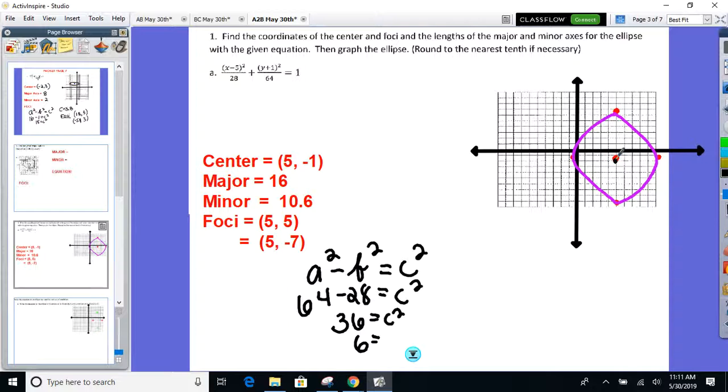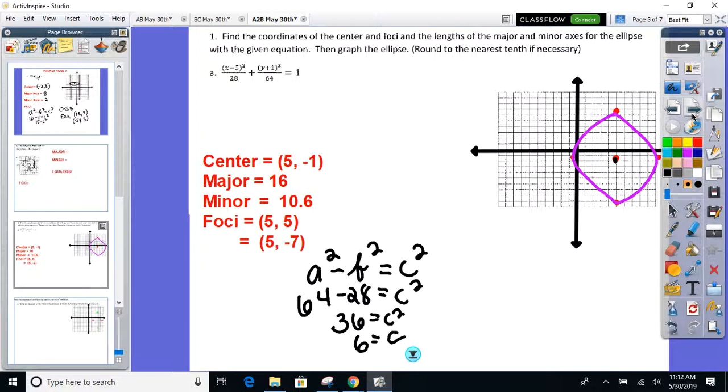So from the center, and remember the foci are always located on the major axis. So I'm going to go up and down here. So from 5, -1, I'm going to go up 6, and I'll get to 5, 5. And from 5, -1, I'm going to go down 6, and I'll be at 5, -7. Okay, it's always on the major axis, always on the major axis. Anything else here? Because I think really you guys could teach me how to do this today. As long as you're solid on these. All set? Okay.